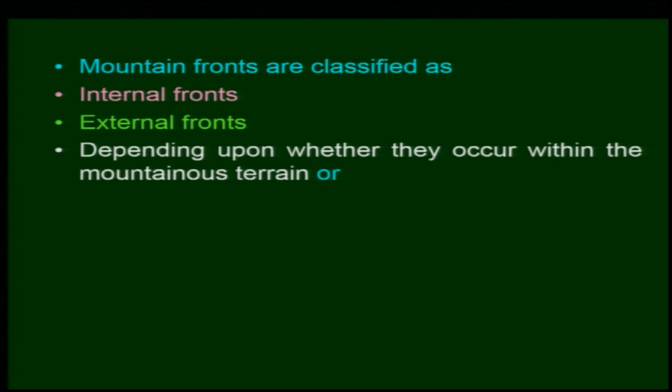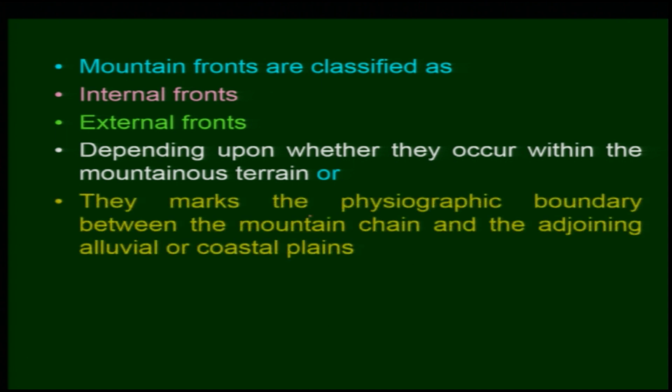So, mountain fronts are classified as internal as well as external fronts, because we will be able to see the mountain fronts not only in the frontal part, but we will be able to identify them in the internal or the hinterland side also. So, depending upon whether they occur within the mountain terrain or they mark the physiographic boundaries between the mountain chain and the adjoining alluvial or coastal plains. So, these are the locations where you will find the external mountain fronts.